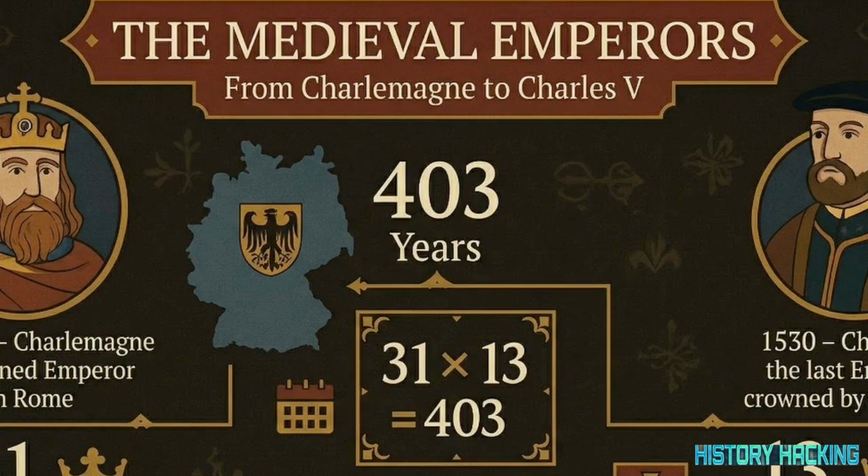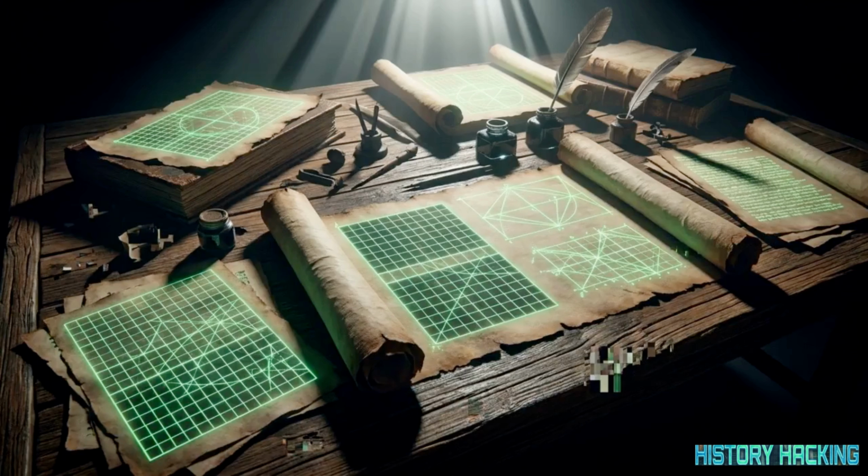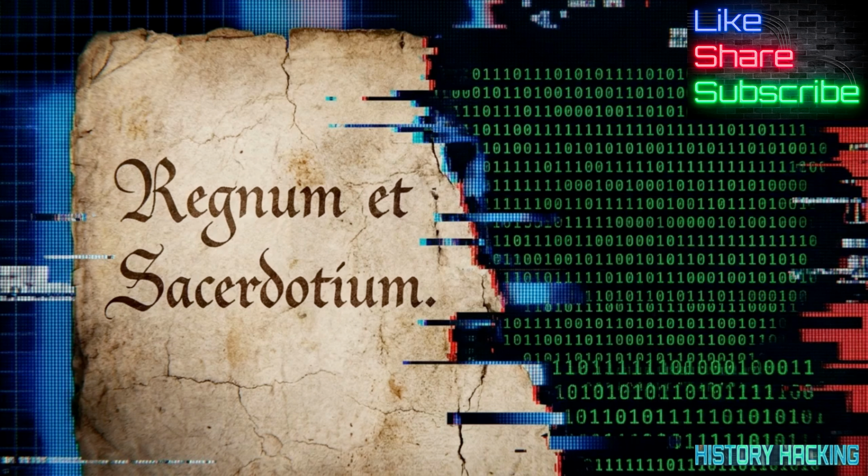31 emperors, 13 names. Multiplied together, they form a perfect equation. 31 times 13 equals exactly 403. Statistical chance rarely allows for this level of precision across 7 centuries. This equation suggests the imperial timeline wasn't recorded as it happened, but drafted after the fact to fit a pre-existing numerical blueprint.